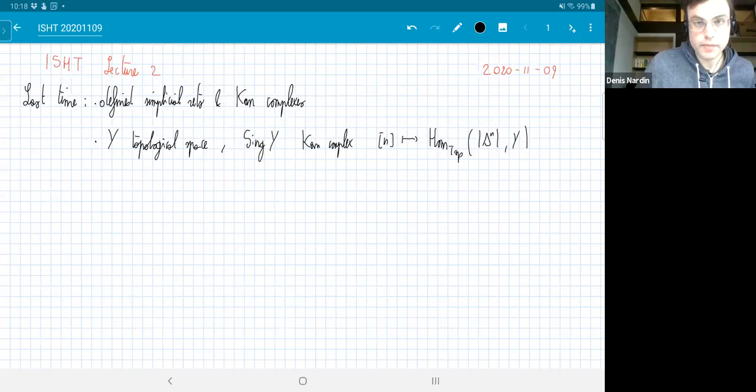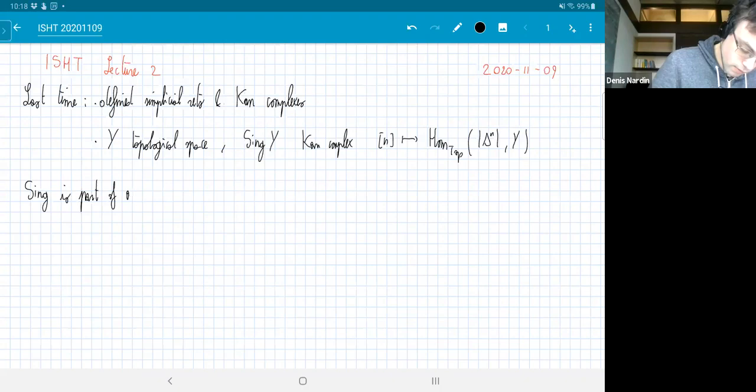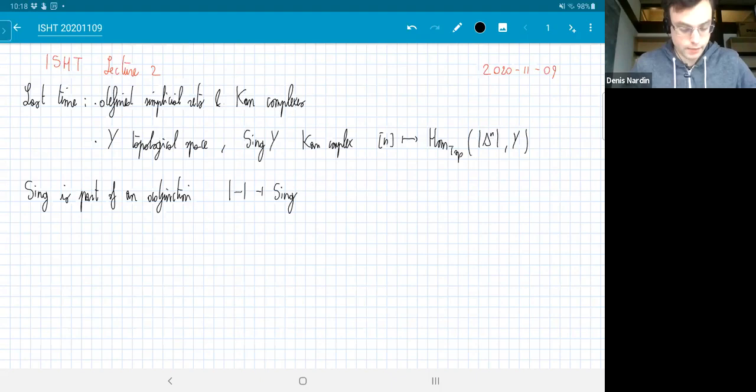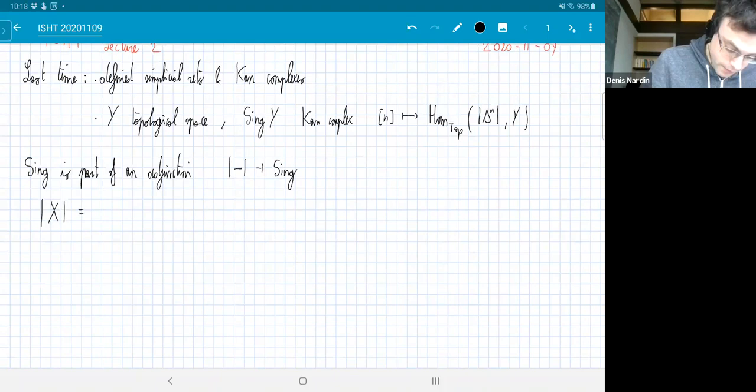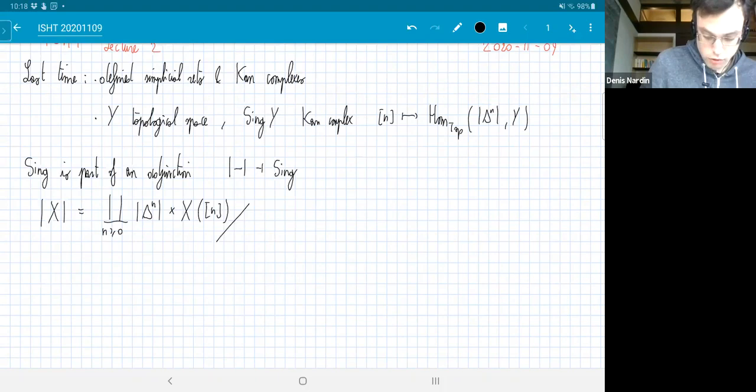And Sing is part of an adjunction. So we have geometric realization, left adjoint to Sing. And actually, let me spell it out a little bit more than what we did last time. Remember, the geometric realization of a simplicial set X is essentially gluing one topological n-simplex for every n-simplex of X modulo a certain equivalence relation. That tells you the simplicial structure maps control the gluing.